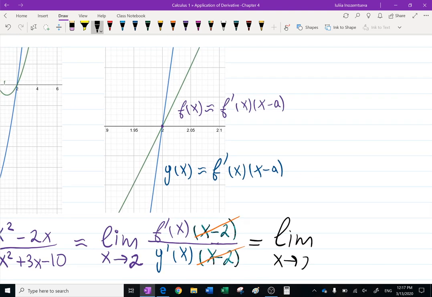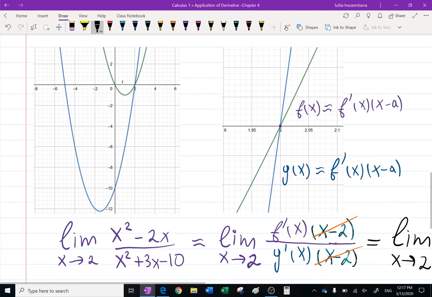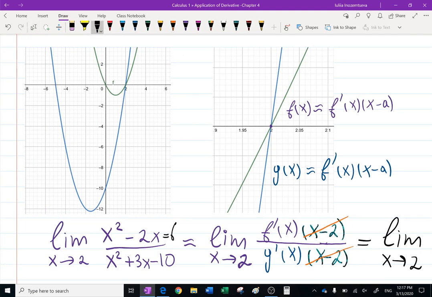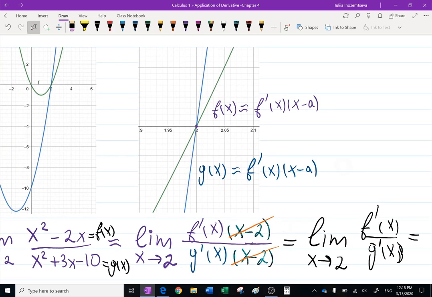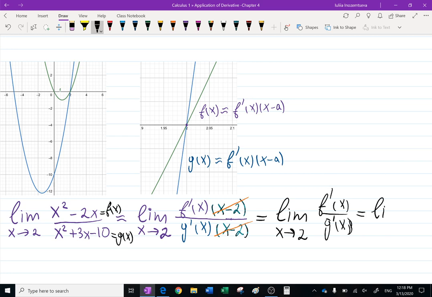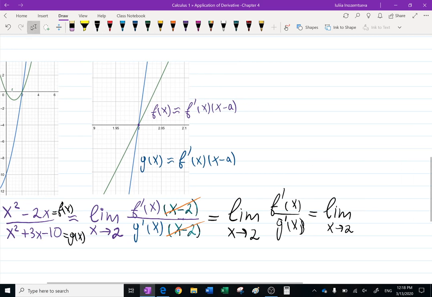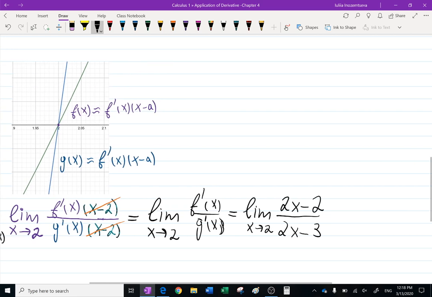limit as x approaches 2, f prime of x over g prime of x, instead of the limit of original functions, f of x and g of x. We're working with derivative of those functions. And then we know what derivative of those functions are, 2x. Limit as x approaches 2. X squared minus 2x was 2x minus 2 when you differentiate it, and x squared plus 3x minus 10 is 2x plus 3 when you differentiate it. Now you plug 2 in, and the result follows, which is 2 over 7.